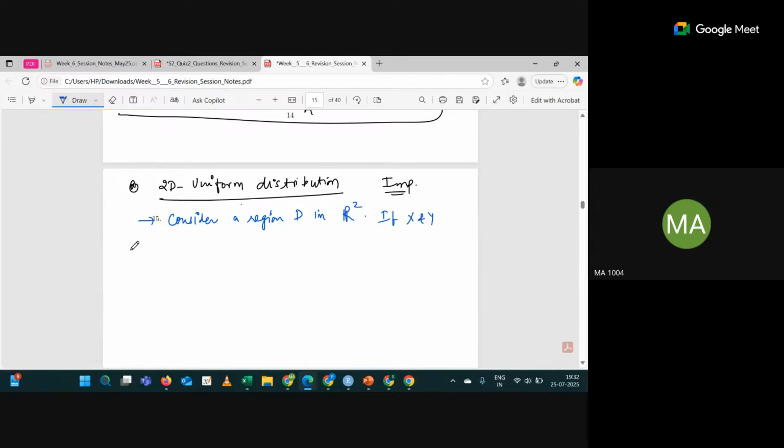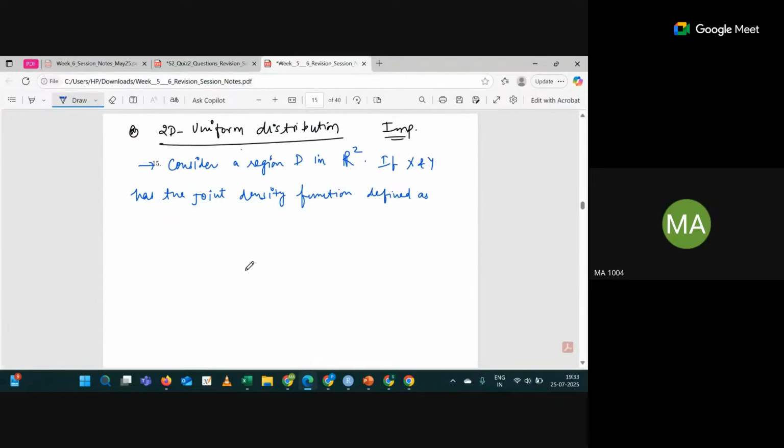Suppose there is a region D in R2, and suppose X and Y have the joint density function defined as follows. Are you getting bored by this theoretical definition, or should I solve the question directly? I can do anything. Okay, so how do we calculate this joint density? It is nothing but 1 upon the area of D, as you have seen in lectures, such that (X, Y) is in D, and it takes the value 0 otherwise.